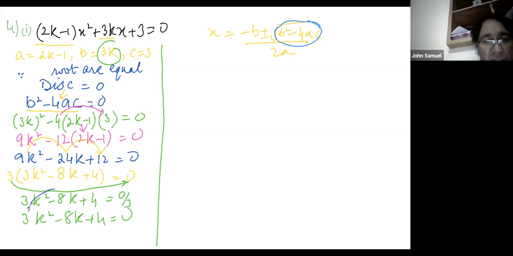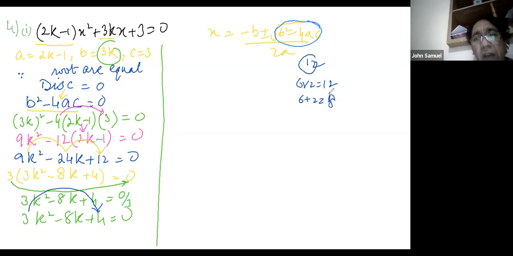For factorization, we will multiply this coefficient with 4. We will get 12. Now we need to make the factors of 12. Multiply करें तो हमारे पास 12 आना चाहिए. If we add or subtract, we should get the middle term. So 6 times 2 is 12, whereas 6 plus 2 gives the middle term. So I can write it like this: 3k square minus 6k minus 2k plus 4.